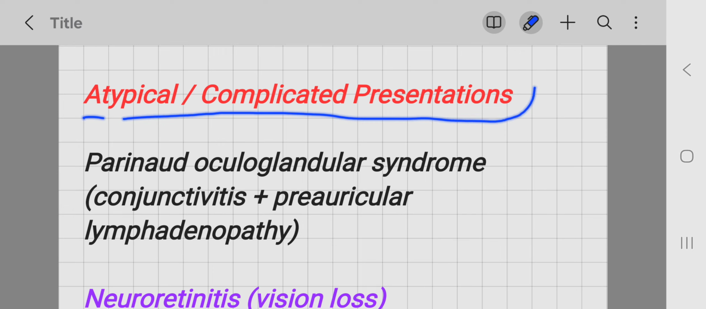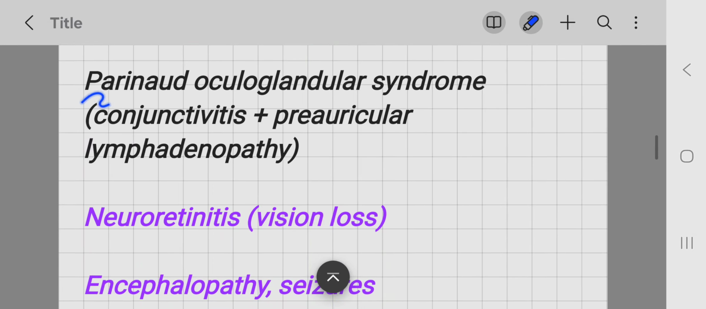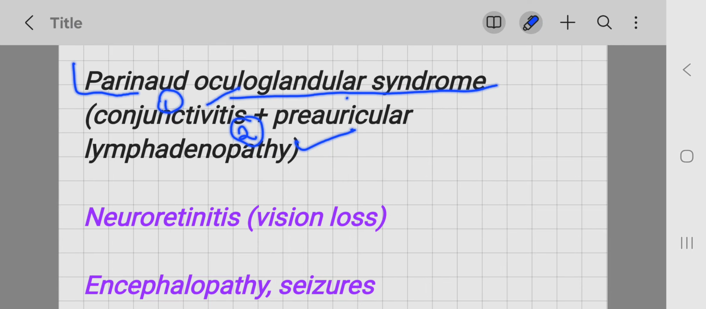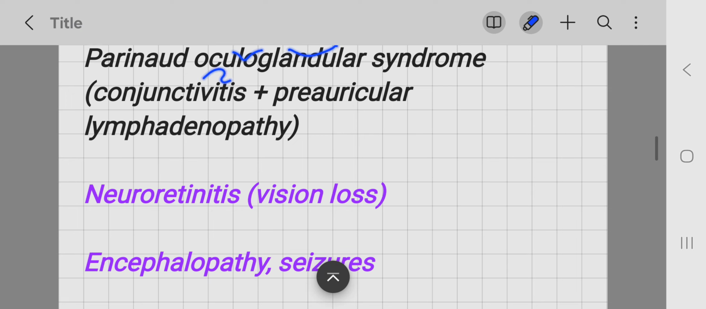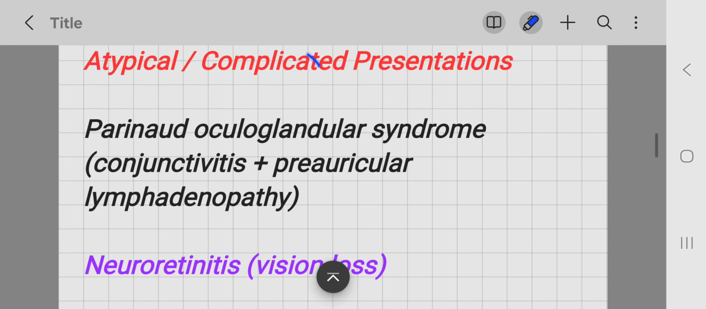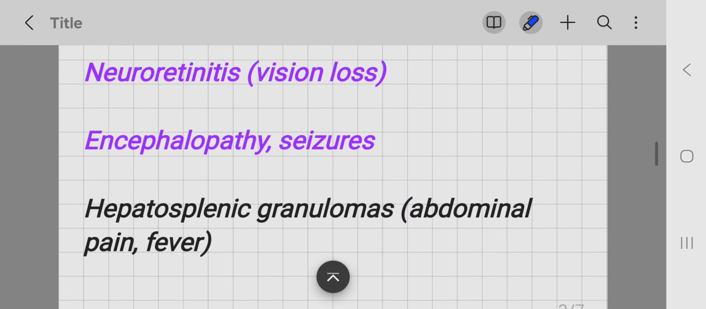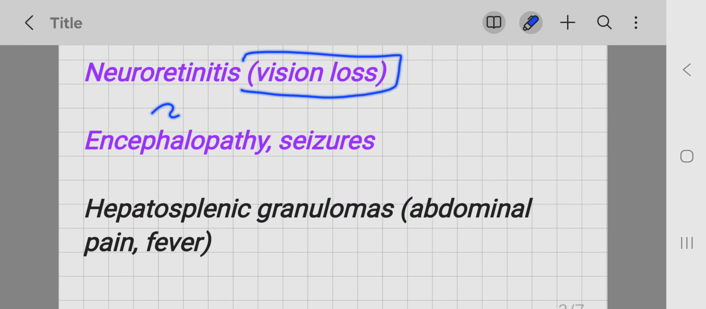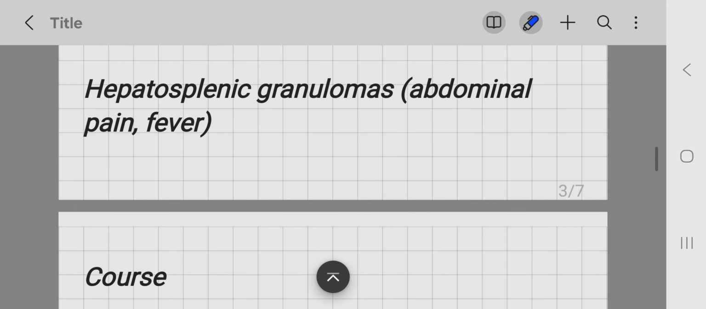Then we have atypical or complicated presentations, mostly seen in those patients who are immunocompromised. There is Parinaud oculoglandular syndrome. It means conjunctivitis and preauricular lymphadenopathy, also known as Parinaud oculoglandular syndrome. Oculoglandular: oculo for conjunctivitis and glandular for lymph nodes. Neuroretinitis, where there is vision loss, and encephalopathy and seizures. Sometimes there are hepatosplenic granulomas. Granulomas form in the liver and spleen.